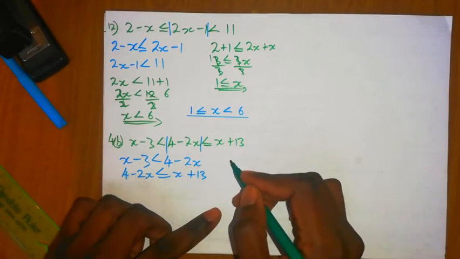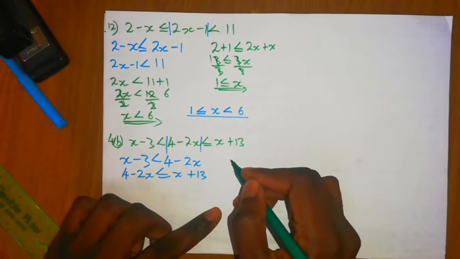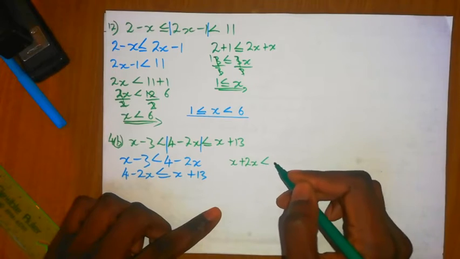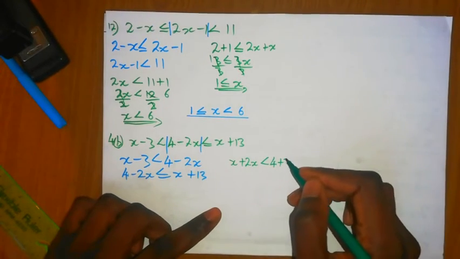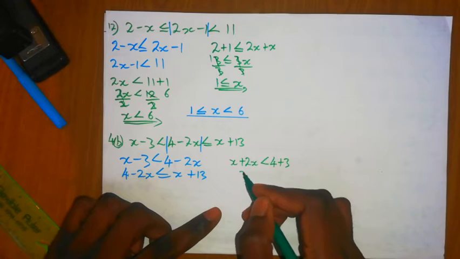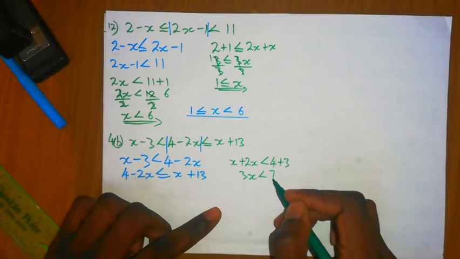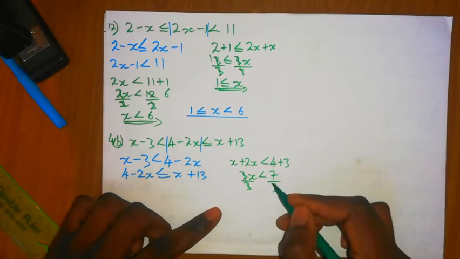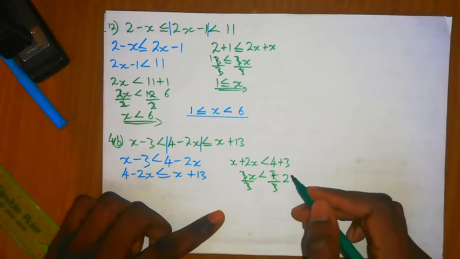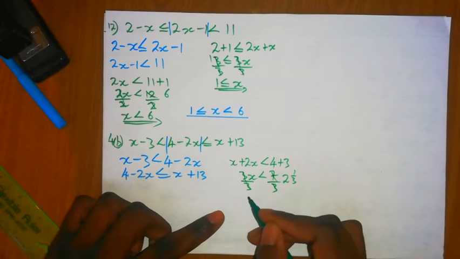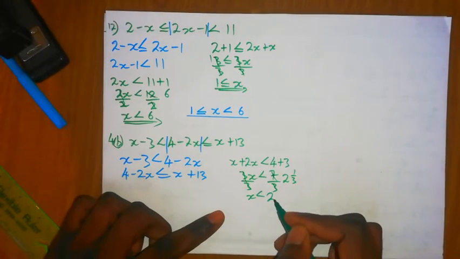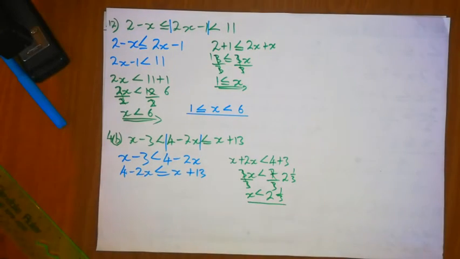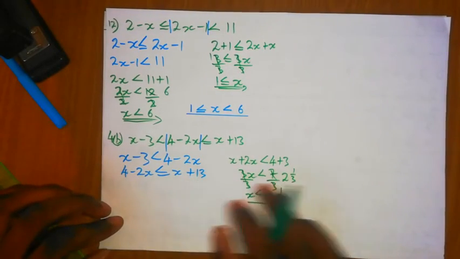So I'm going to say it's x plus 2x, which is less than 4 plus 3. I'll say 3x is less than 7. I'll divide both sides by 3 there. So this one, it's a mixed number, it's 2 and a third. So x is less than 2 and a third. It's correct there.